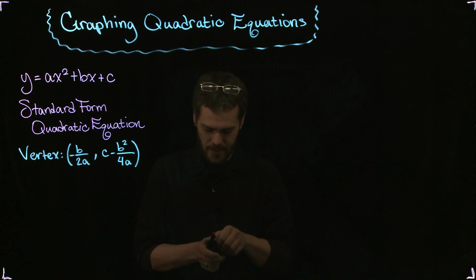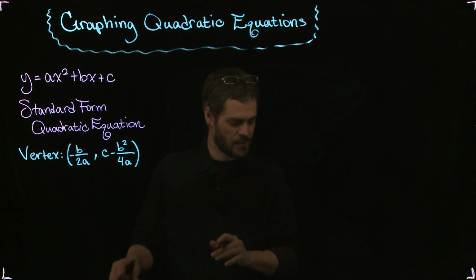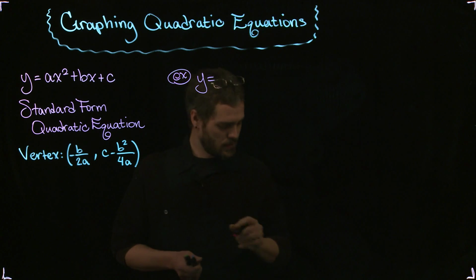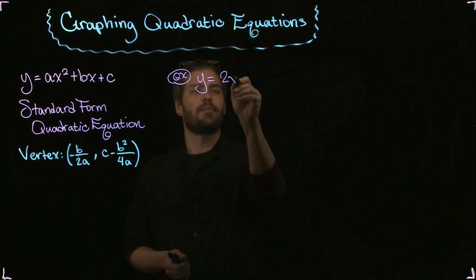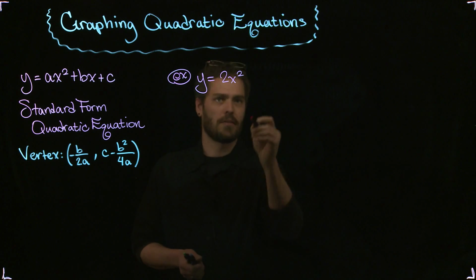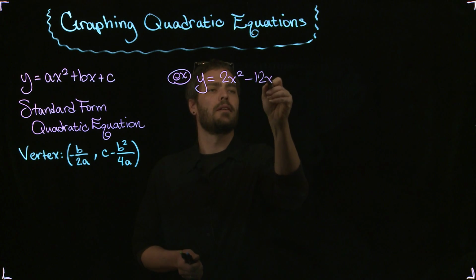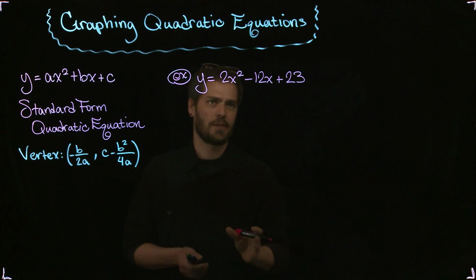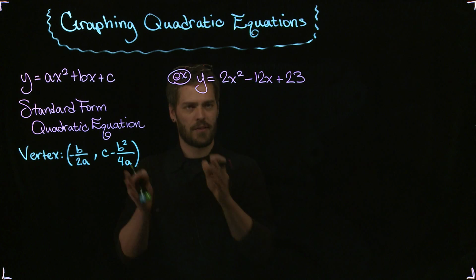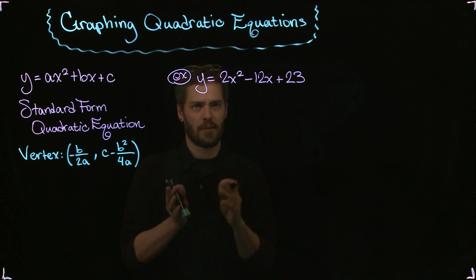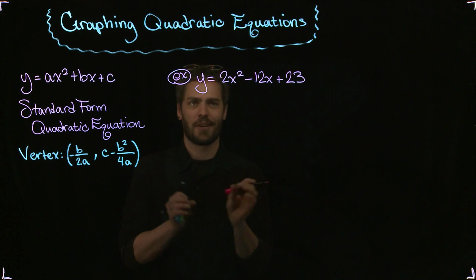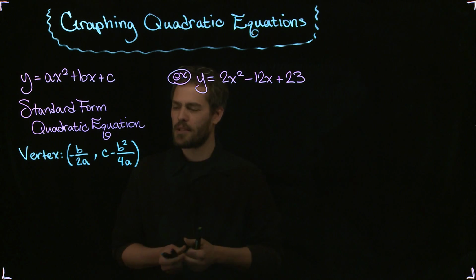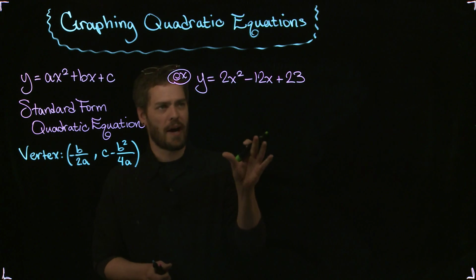Here's an example that I have written down: y equals 2x squared minus 12x plus 23. I picked this one because it relates to one of the equations I used in a previous video. So you can compare the vertex form and graphing that to the standard form and graphing this. You just got to figure out which two equations are the same. And I'm going to use my vertex here. This is how we practically do it.